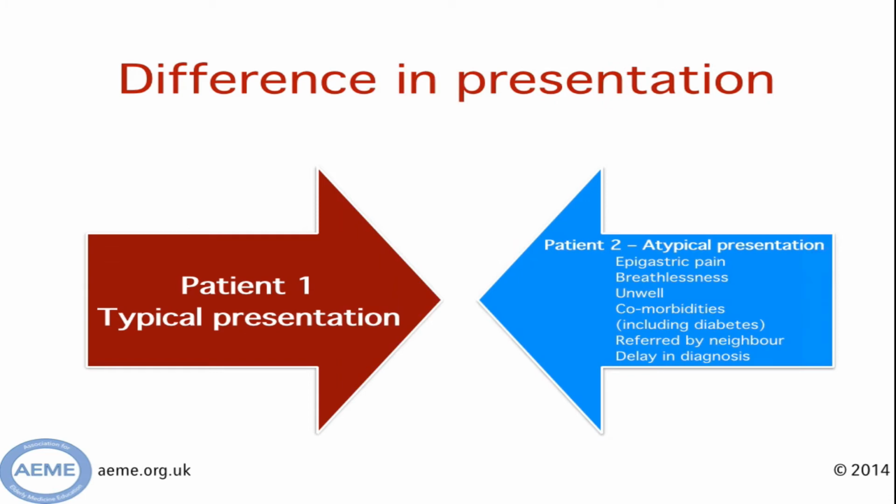Patient 1, the 62-year-old man, is a typical presentation of a myocardial infarction. Patient 2 is an atypical presentation in a frail elderly person. He has epigastric pain and no chest pain. He presents with being breathless but also has a background of COPD as well as diabetes. It is a neighbour who is worried about him and who contacts the doctor, and there is a big delay in diagnosis. He does not receive optimal treatment.